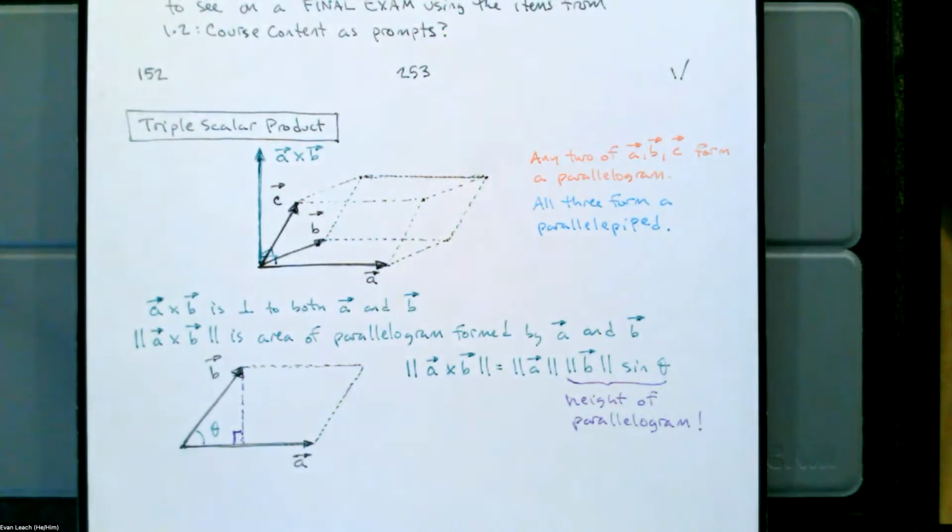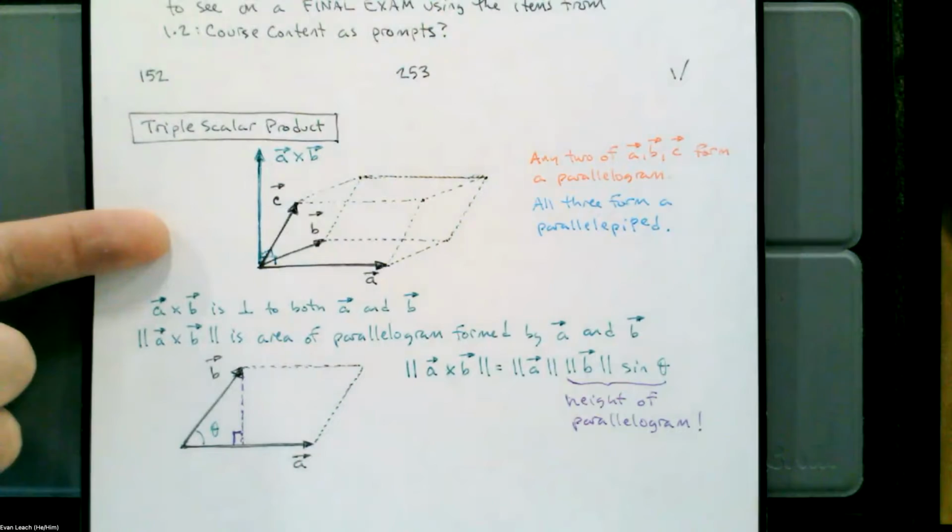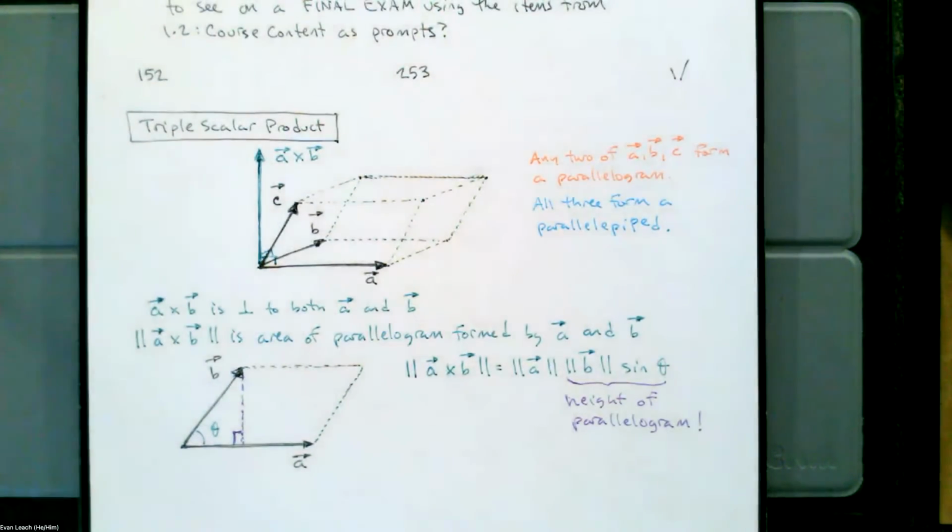So let's extend this out to the volume of the parallelepiped. I've got the magnitude of A cross B. The magnitude of A cross B is the area of the parallelogram. That's going to be the floor of my parallelepiped up here. I've got the direction of A cross B, that's perpendicular to the floor. That is the parallelogram formed by A and B.